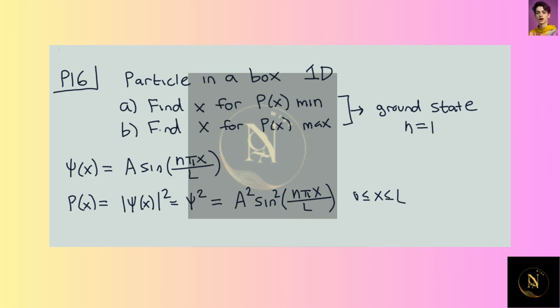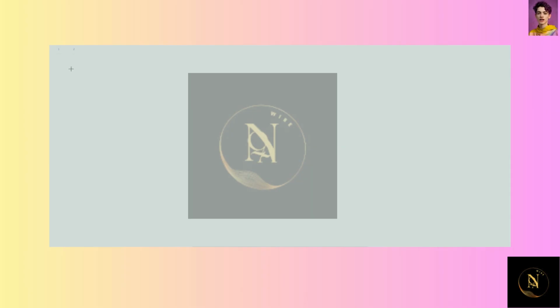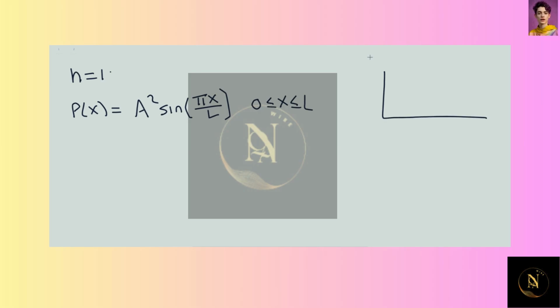So let's take a look at what this would look like. So for the n equals 1 case, our probability density is A squared sine squared of pi x over L, going from 0 to L. So if we plotted this, this ground state would look something like this. 0, L. And right in the middle, this is our L over 2.